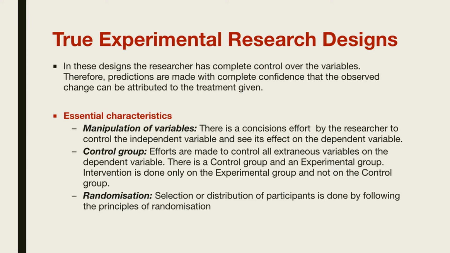The control group is not given any intervention, whereas the experimental group will be the one on which the intervention or the treatment would be given. Utmost care is taken in a true experimental design to handle randomization, which means the selection or distribution of participants is done by following the principles of randomization.